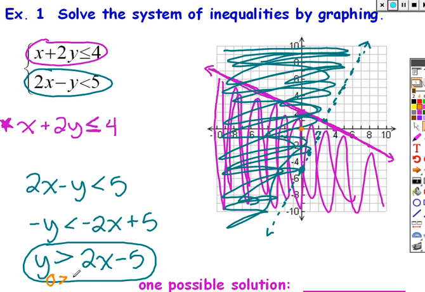So if I plug in 0 for x and 0 for y, is 0 greater than 2 times 0 minus 5, or is 0 greater than negative 5? Yes, it is. So this point should have been on the half that I shaded, and it is. Then I know I've shaded the right part. Now let's look back at the system as a whole.